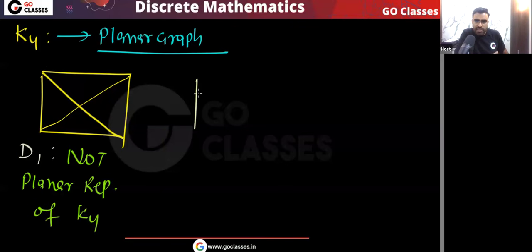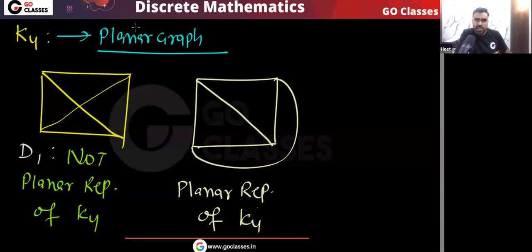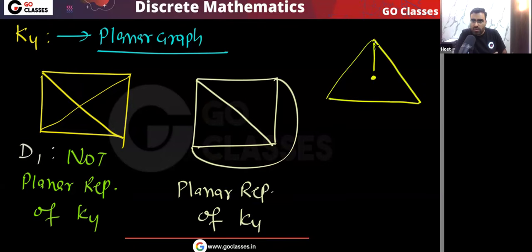I can create a planar representation. Remember what I can do? I can do like this, and like this. Now you can see this is a planar representation. Is this clear? This diagram is a planar representation of K4. Is there any other planar representation of K4? Can you give me some other planar representation of K4? Yes, of course. Let me give you one more. Consider this. This is another planar representation of K4. This is also a planar representation of K4.